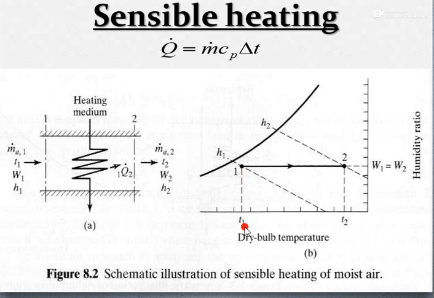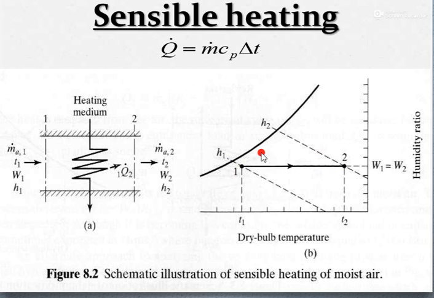We can see at point number 1 dry bulb temperature is T1, and at point number 2 dry bulb temperature is T2, and it is completely a straight line parallel to the x-axis, and we can see W1 is equal to W2. So on the y-axis it is the humidity ratio. We can see here the humidity ratio is not being changed, it remains constant. Corresponding to point 1 enthalpy is H1, and corresponding to point 2 enthalpy is H2. So obviously enthalpy is going to be changed.